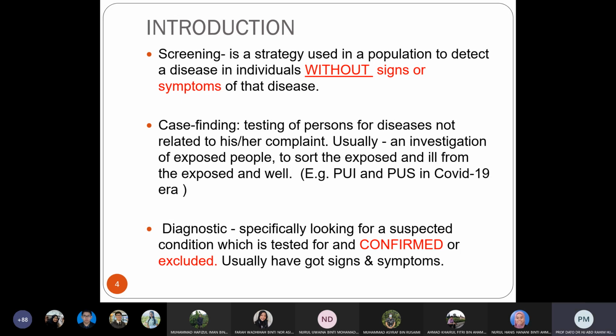Case finding. So another way of screening is case finding. Is testing a person for diseases not related to his or her complaint. So by screening, we can actually test somebody. They don't have any complaint, but we found something. Usually an investigation of exposed people to sort the exposed and ill from the exposed and well. Example, in the current COVID-19 situation now, we have the person under investigation or person under surveillance. Investigation is those close contact, and surveillance is second level, second tier and so on.